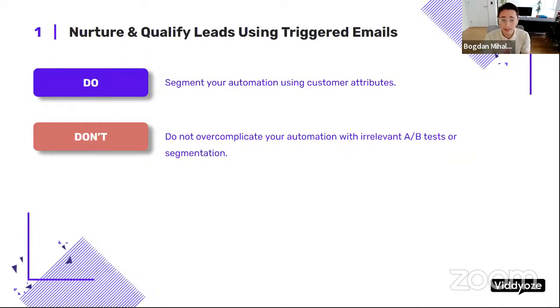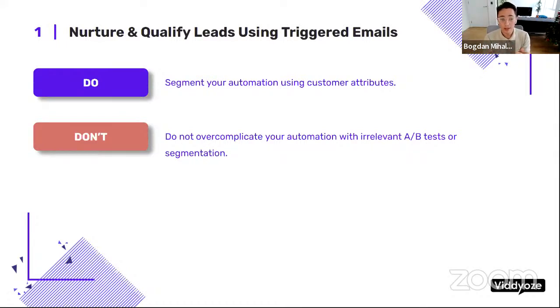Another do is to obviously segment your automation using customer attributes. So customer attributes can be, for example, the sector that they're coming from. So you have a drop down and they can select the sector of their business. It can be the area that they're coming from, right? So you can segment them based on geolocation, whatever, right? Whatever you feel is relevant, statistically significant for you as well.